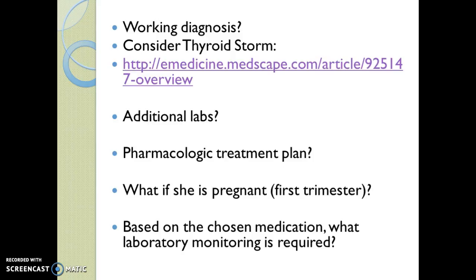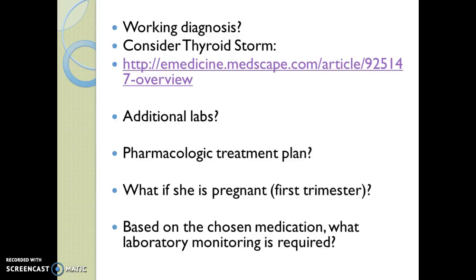The endocrinologist will have two drugs to choose from here to basically reduce the production of thyroid hormone by her thyroid gland. There are two choices, methimazole or Tapazole, and PTU. She needs to be non-pregnant and not considering pregnancy for the methimazole treatment. We'll talk about that in a second. And I want you to think about these thoughts. What if she was pregnant, and based on her chosen medication, what laboratory monitoring is required?